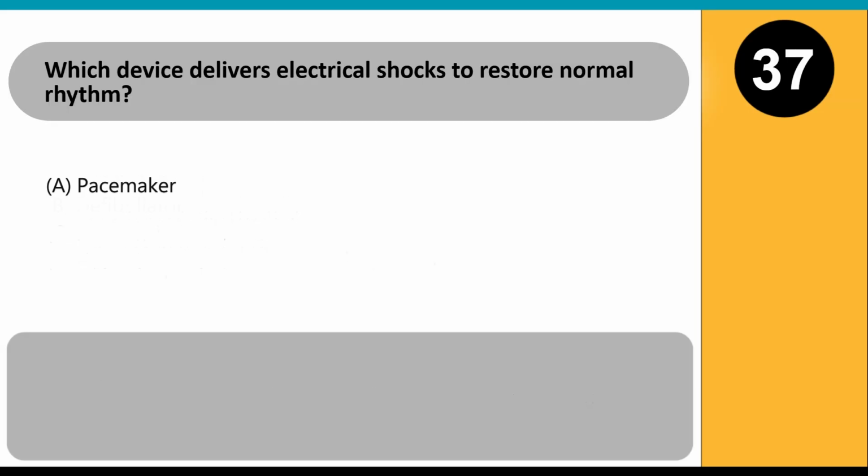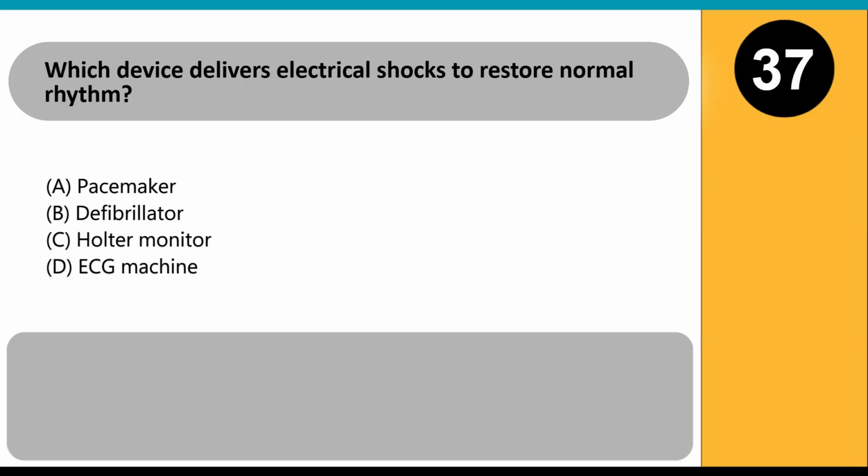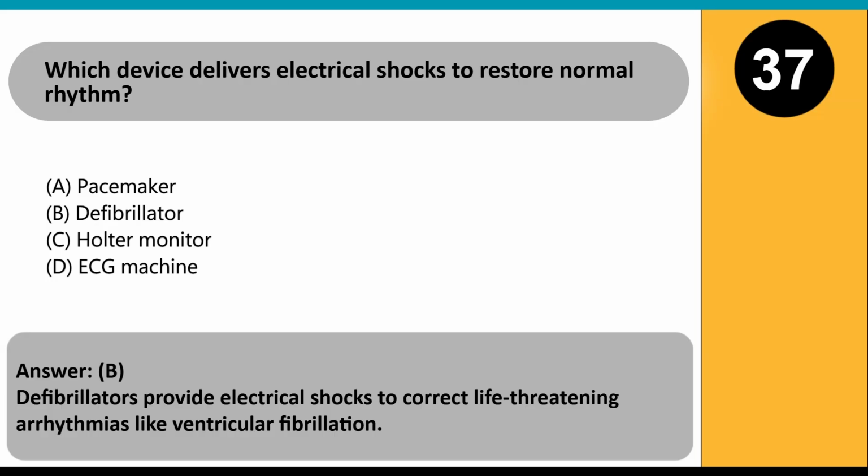Which device delivers electrical shocks to restore normal rhythm? A. Pacemaker. B. Defibrillator. C. Holter monitor. D. ECG machine. Answer B. Defibrillators provide electrical shocks to correct life-threatening arrhythmias like ventricular fibrillation.